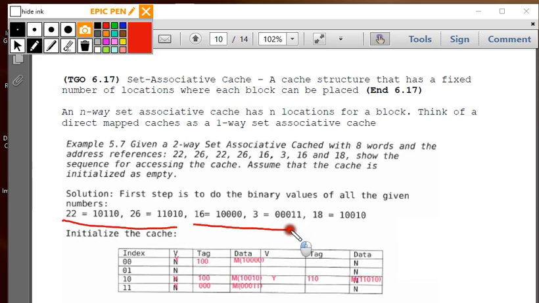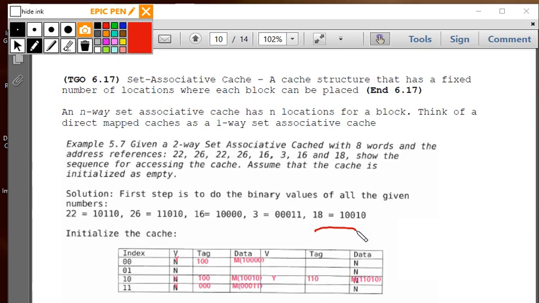Then 16 and 3, we go 0, 0, and you see 1, 0, 1. We have memory element of 16. The next step is 3, which is 1, 1. So we go here, so you have 3. And now, this is where we get a little tricky. We go to 18. We have 1, 0 at the end here, right? So that's going to be our index.